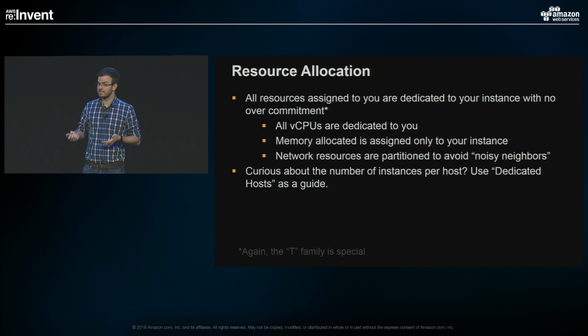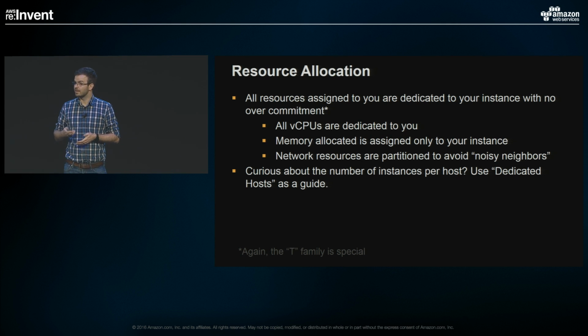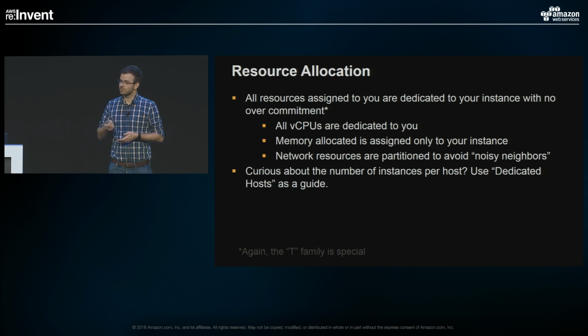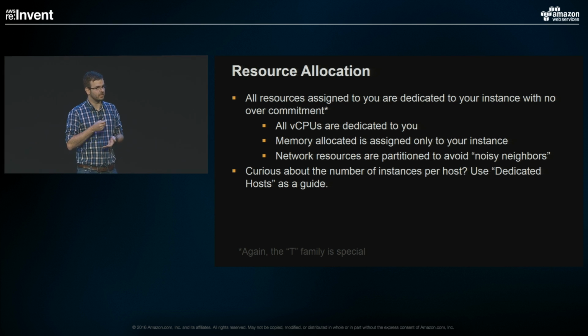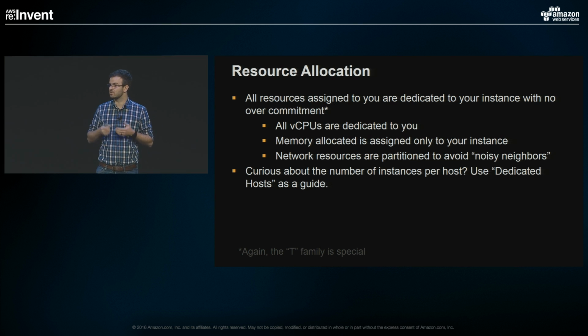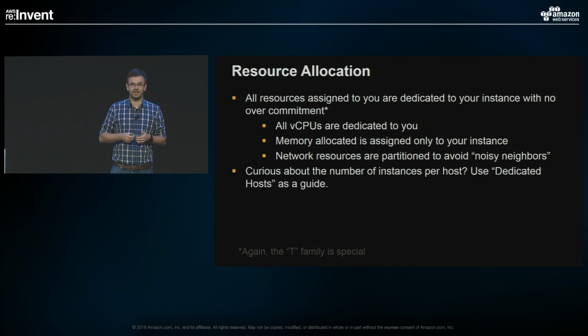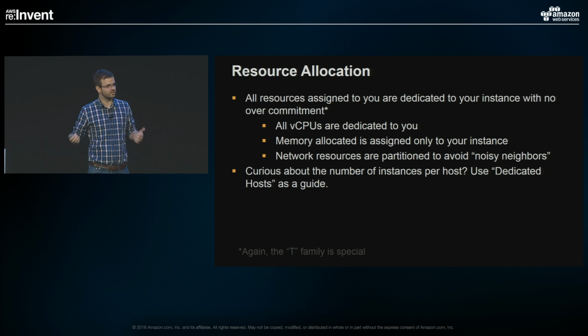So taking virtual CPUs as an example. Again, with the exception of the T family, which is special for reasons we'll talk about later, when you're assigned a virtual CPU, you are the only customer that's using that CPU, and you're not sharing it with anyone else on the box. The same thing applies to memory and network allocation. We build EC2 instances with the goal of providing you with a consistent experience every time you use it, no matter what else is happening on that hardware.